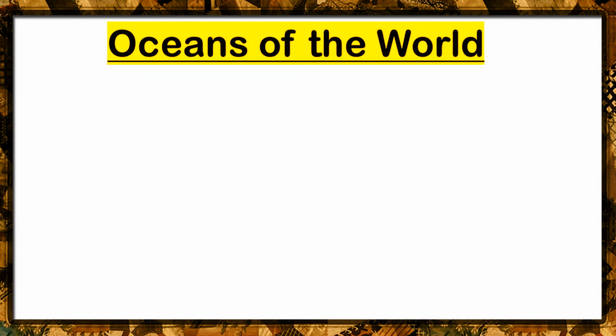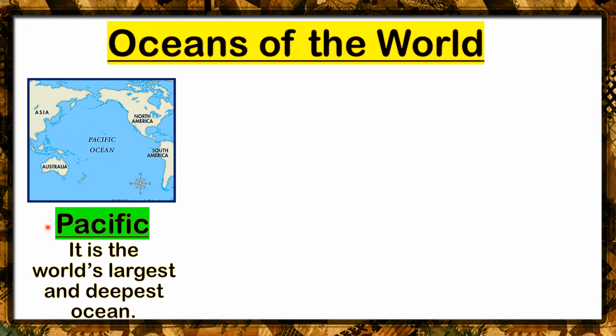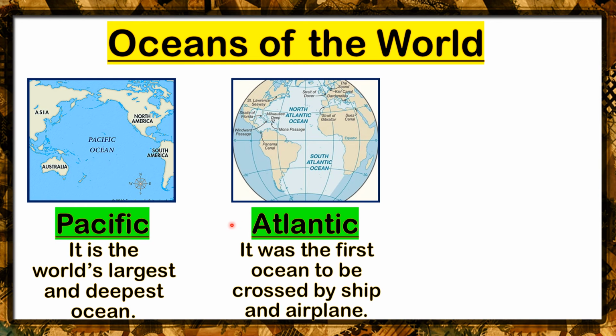Let us study the oceans of the world. So the first one is Pacific. It is the world's largest and deepest ocean. The second one is Atlantic. It was the first ocean to be crossed by ship and airplane.